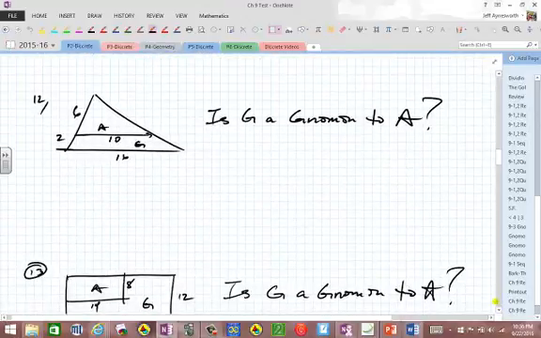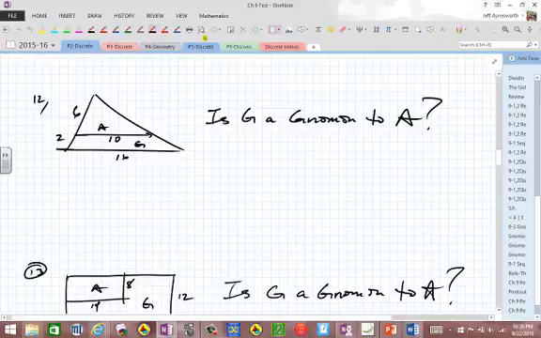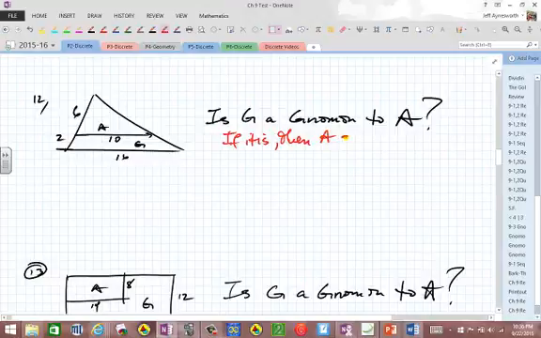Okay, number 12. Is G a gnomon to A? Well, if it is, then the ratios of corresponding sides of the similar figures are the same. Then basically A, let me say it in simple terms, is similar to A and G.